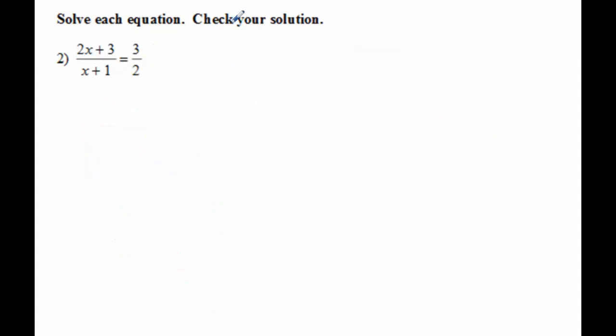Number 2. Since there is a fraction on one side and a fraction on the other, we can cross multiply. So I'm going to do 2x plus 3 times 2, which means I need some parentheses, equals 3 times x plus 1. So I have to distribute and then solve my equation.